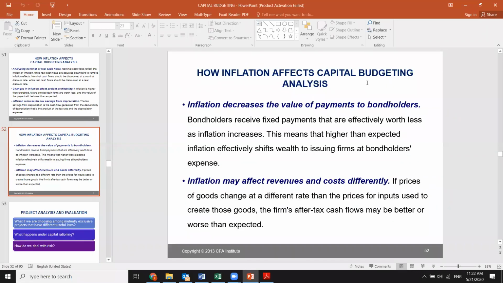And that is how inflation affects the capital budgeting analysis. Inflation basically decreases the value of the payments to bondholders, because when you lend money, whatever you receive in the future will have less purchasing power. That is what it means, reducing the value of the payment. Inflation may also affect revenues and costs differently. If the price of goods changes at a different rate than the price of the inputs used to create those goods, the firm's after-tax cash flow could be worse or better. It depends on how they change.